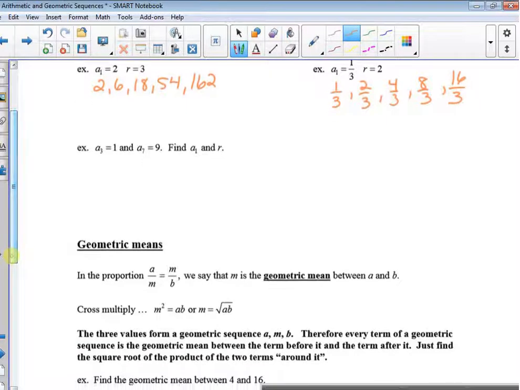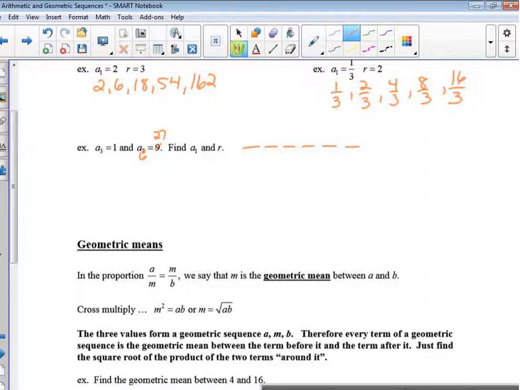All right, a little harder. A sub 3 is 1 and a sub 7 is 9. Find a sub 1 and r. Again, I have 1, 2, 3, 4, 5, 6, 7. I'm going to change this one around a little bit because this one gets a little ugly. Let's make that a 6, and let's make that a 27. So I really don't then need this one.